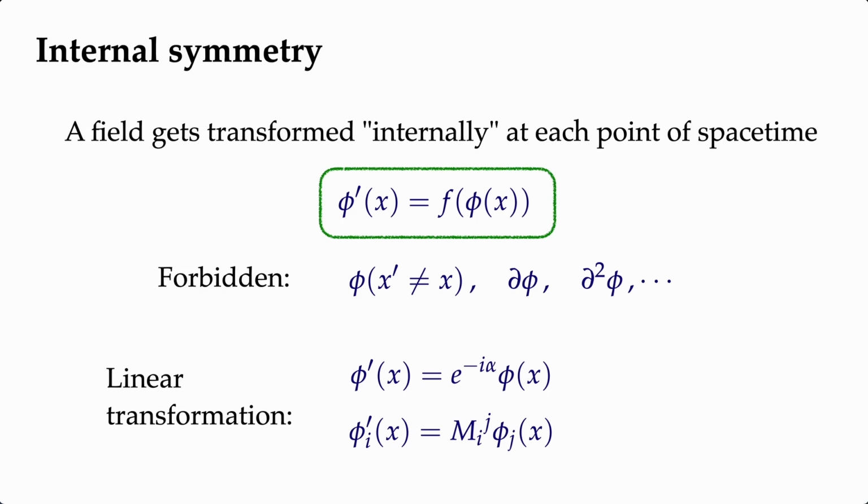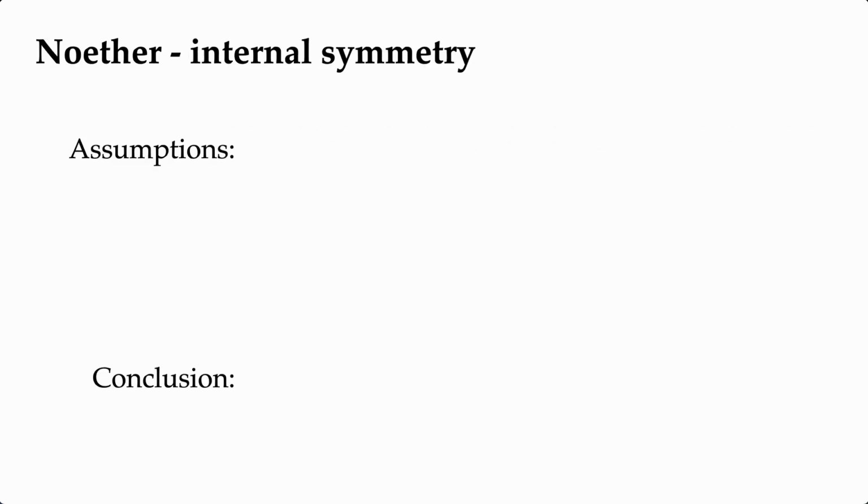Perhaps the simplest example of an internal symmetry is the phase rotation of a complex scalar field. To cook up a slightly more complicated example, we can introduce a set of scalar fields that act like components of a vector in some internal space, and consider a linear transformation acting on that vector space. As we saw in the particle mechanics setting, Noether's theorem always consists of two assumptions and one conclusion.